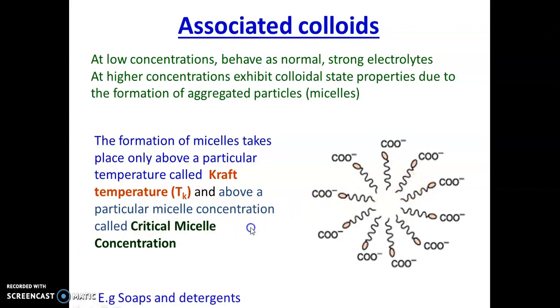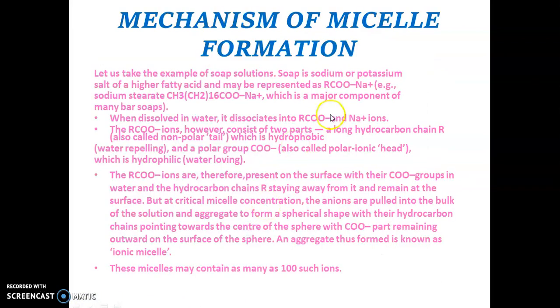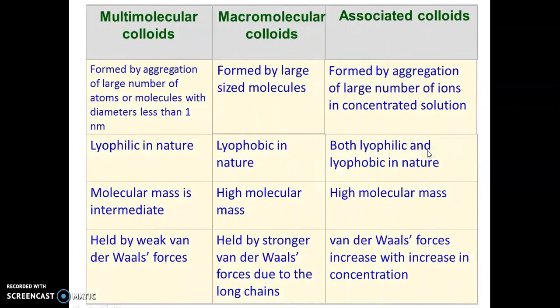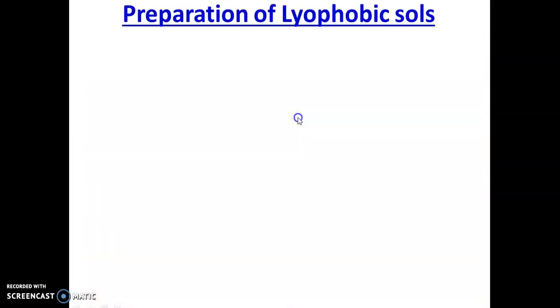And in class 10th also we have already studied the mechanism of micelle formation, that soap has two parts. One is a long fatty chain part, hydrophobic, and the other is the ionic part, that is hydrophilic, and they can form micelles. And I have also summarized all these three types of colloid in a tabular form as I have discussed earlier.